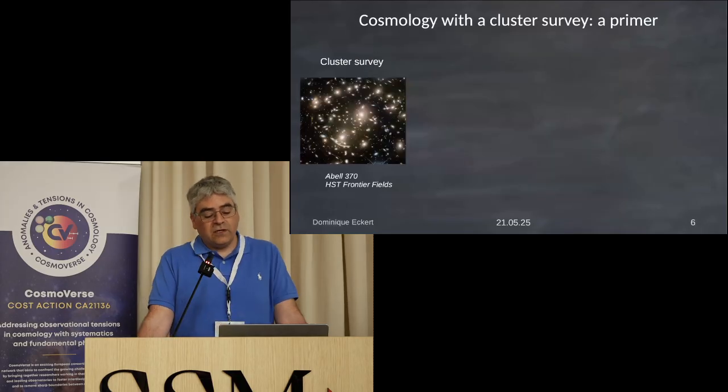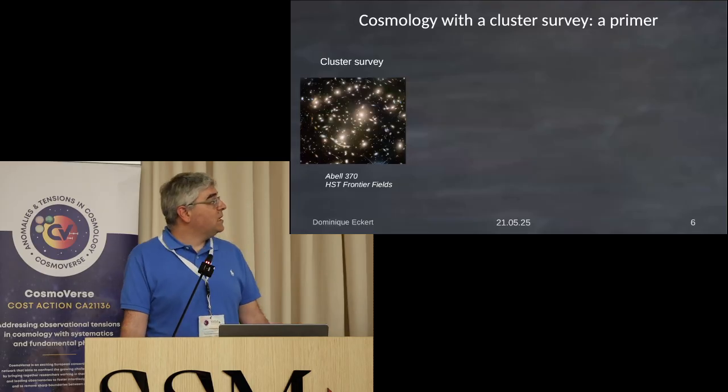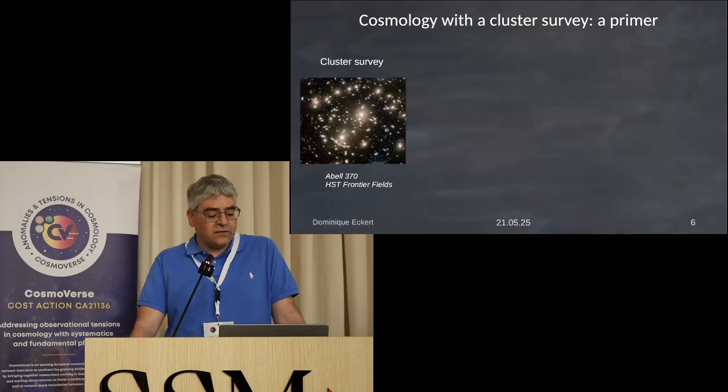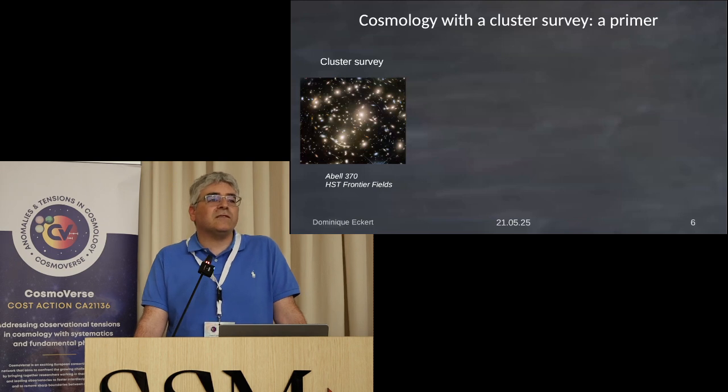So how does it work, as a primer? Let's say you are able to detect clusters. And here I'm showing you, of course, an image that we would love to have for every cluster in the universe, but that we will never get, which is the image of one of the Frontier Fields clusters.